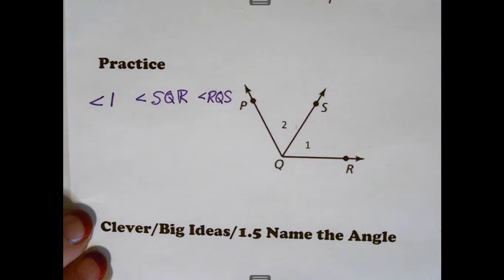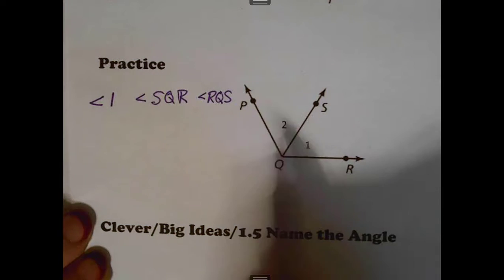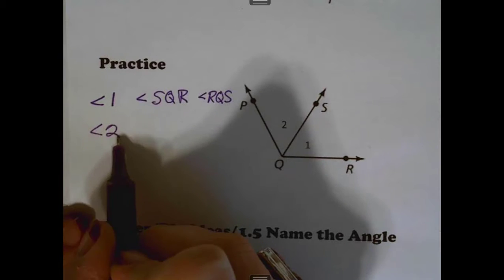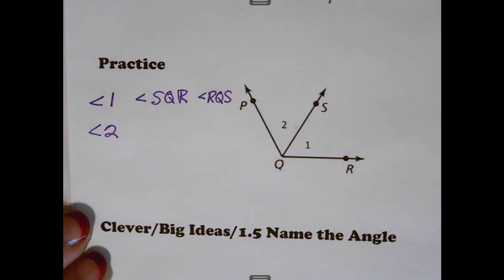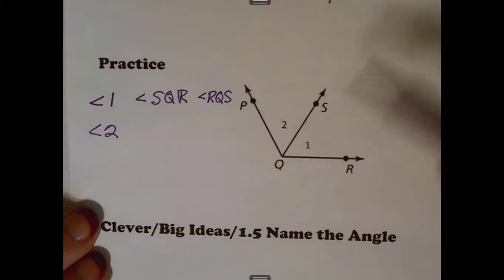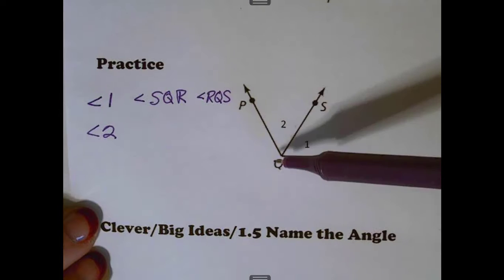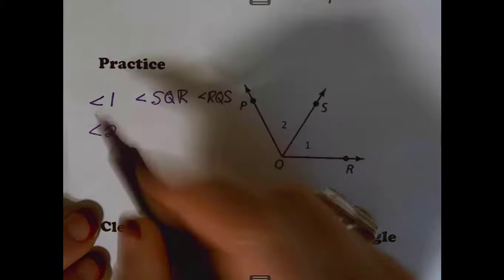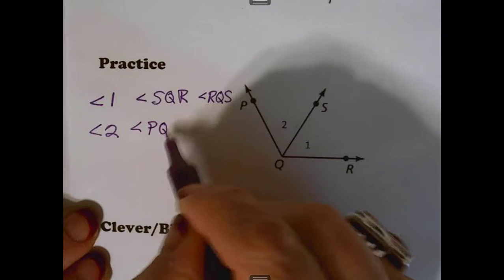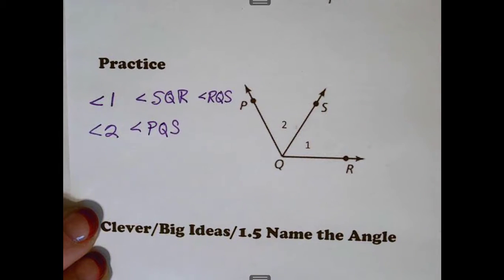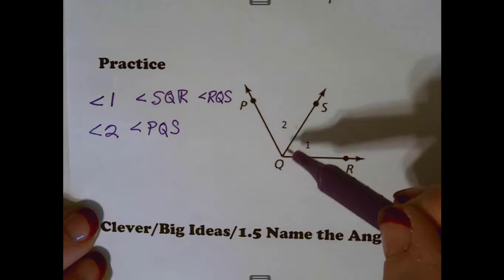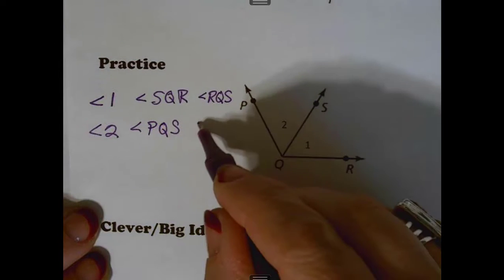And then we have another angle. We have angle 2. Let's see the different ways that we can name angle 2. We could go PQS, or again, we can do the reverse, SQP.